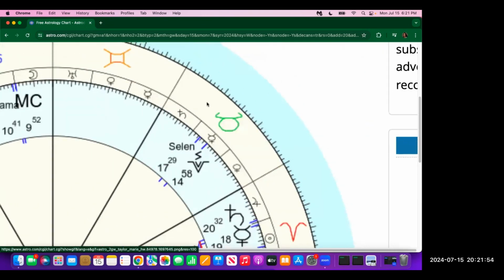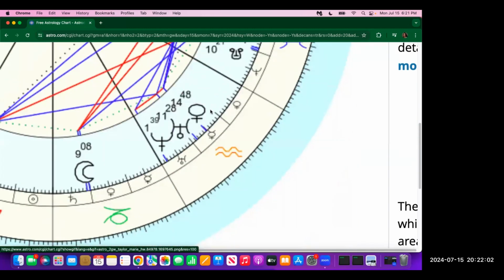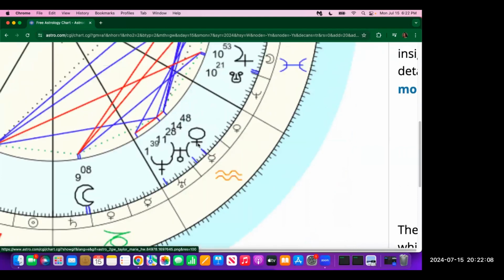If you are a Taurus rising, if this symbol is on your first house, then you are going to look to Venus, which is this symbol right here. It's the circle with a little cross under it, kind of like a little person. You're going to want to look for this symbol and figure out what house it's in.